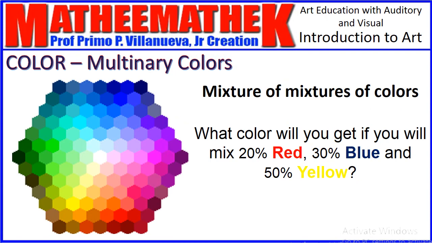Mixing mixtures of colors fall as multinary color. With different amounts of red, blue, and yellow colors will give a distinct color. In MS application, the color palette can give you the resulting color for a specific amount of red, blue, and green. RGB, that is a digital coloring scheme.